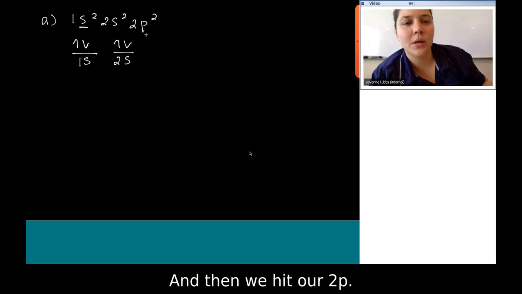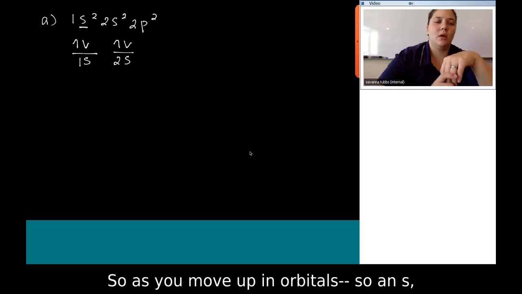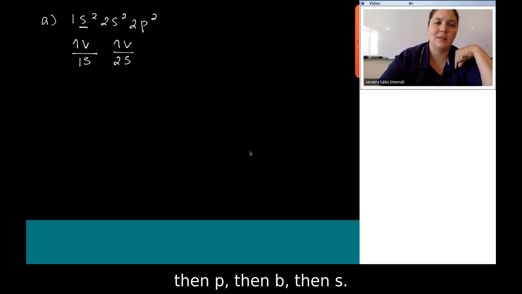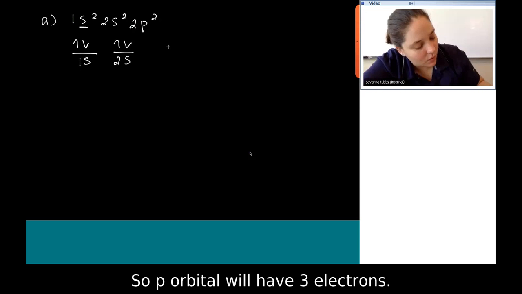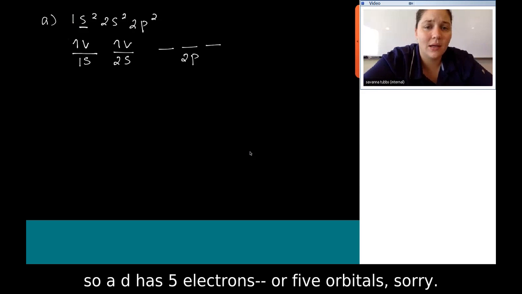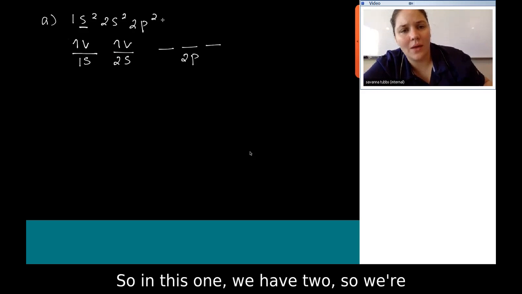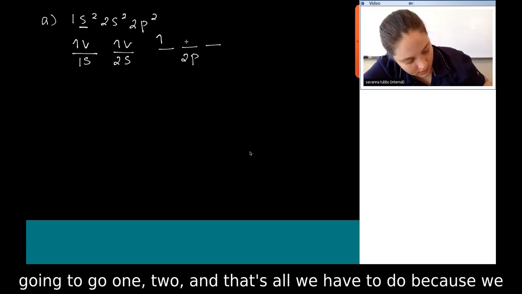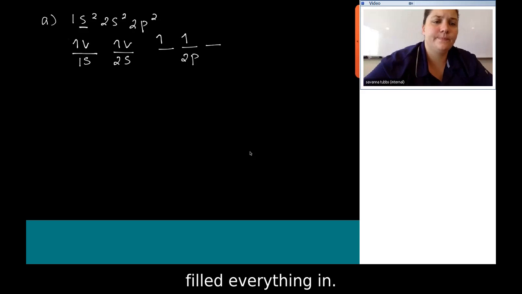And then we hit our 2p. P jumps up to 3. So as you move up in orbital, so an S, then P, then D, S has 1, you add 2 on, and you get P, which 2 plus 1 gives you 3. So P orbital will have 3 orbitals. If I moved up to D, you add 2 more, so a D has 5 orbitals. So in this one, we have 2. So we're going to go 1, 2, and that's all we have to do, because we filled everything in.